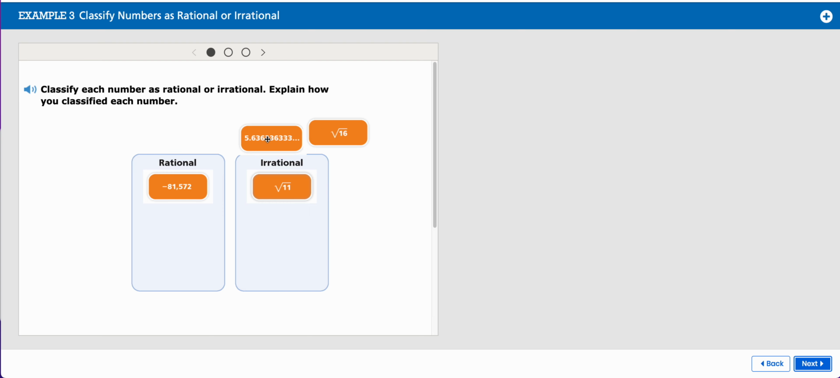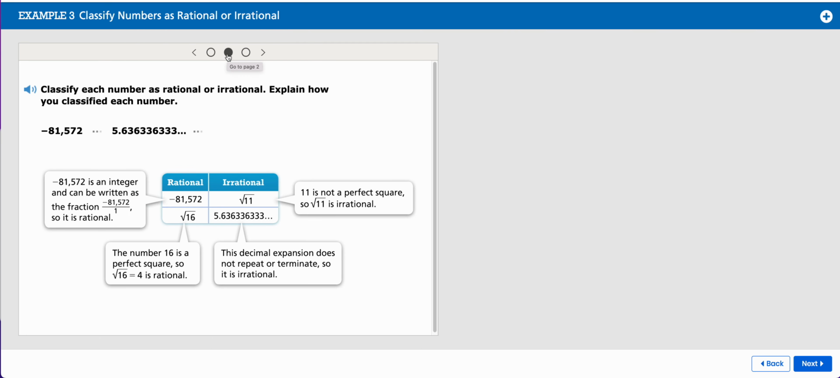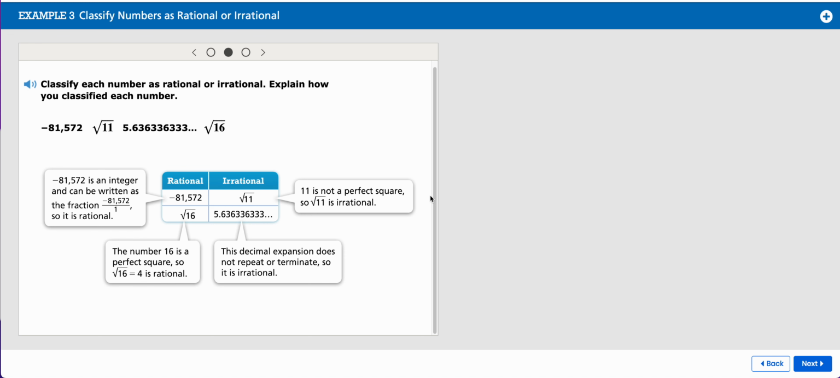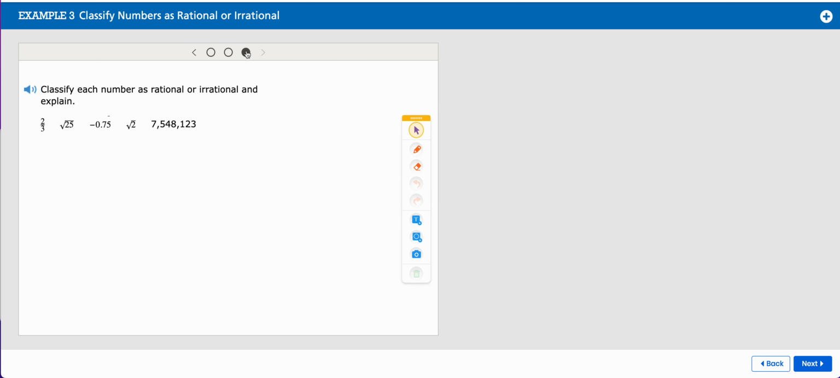Irrational. Okay. Irrational, that does not repeat, does not terminate. And then the square root of 16? Rational, because that is a perfect square, right? What is the square root of 16? 4. There you go. All right. And this slide is what you have in your book, so it explains all those reasons why those numbers are in the place they're in.